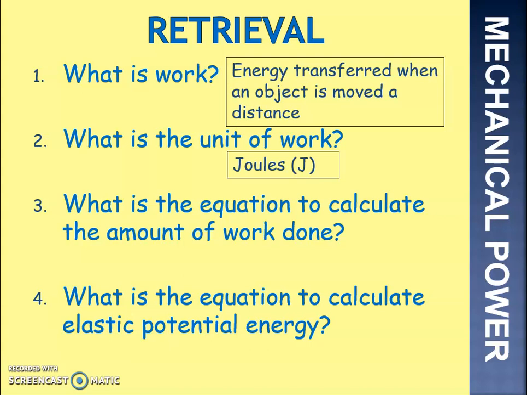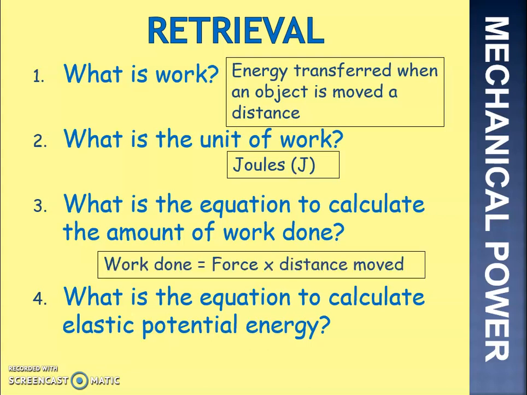What's the equation to calculate the amount of work done? Well, we've said it's energy transferred when an object is moved a distance. What do we have to apply to an object to move it? We'd have to apply a force. The more force we apply, the more energy we get. The bigger the distance it travels, the more energy we'd need. So work done is equal to force times distance moved.